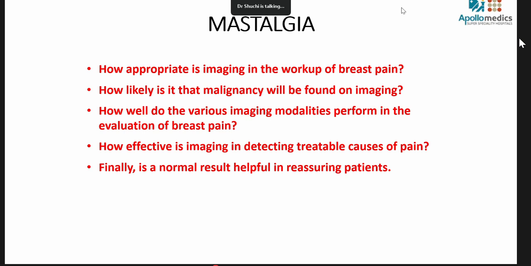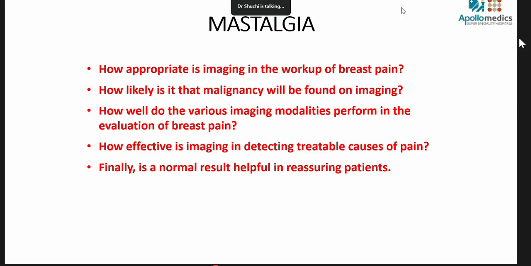So if the patient comes to you for breast mastalgia, you have done an ultrasound or you have done a mammogram, okay, some findings you did get. But finally, what are we helping the patient with? Whether the imaging we are doing in the workup of breast pain is appropriate or not. And if imaging finds anything, how likely is it that malignancy will be found. How well do the various imaging modalities perform in the evaluation of breast pain?